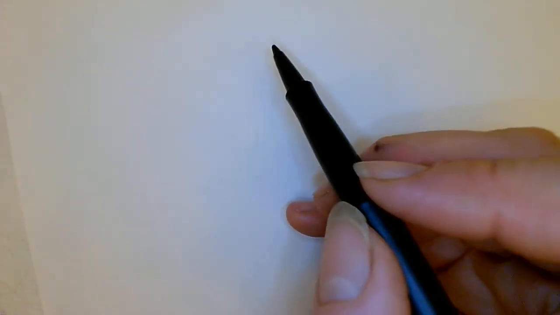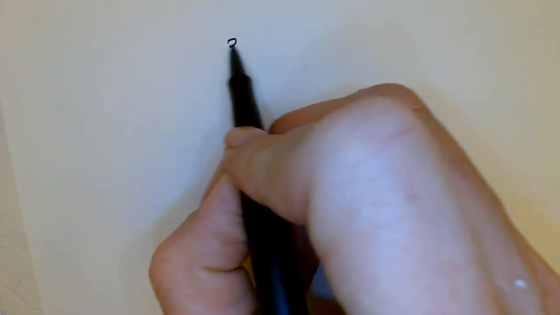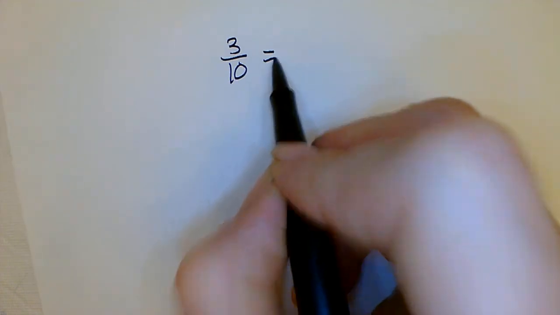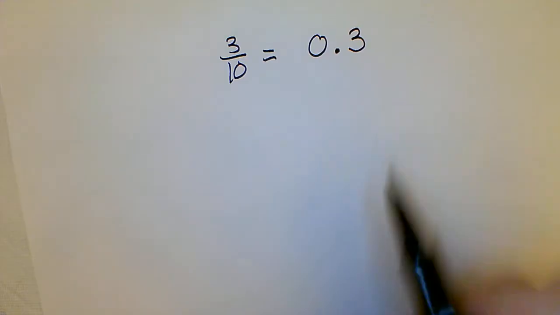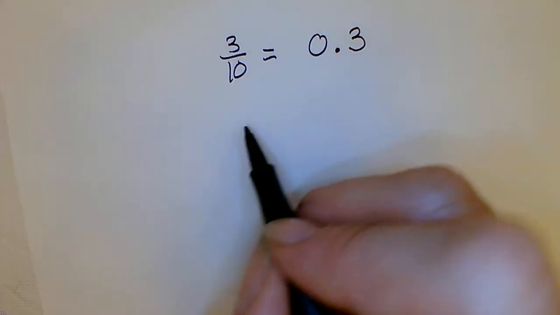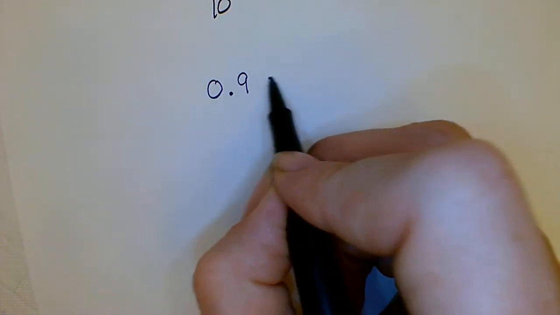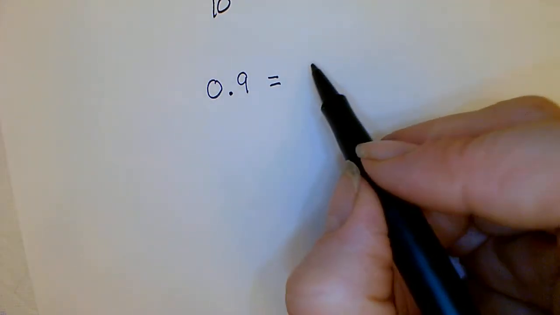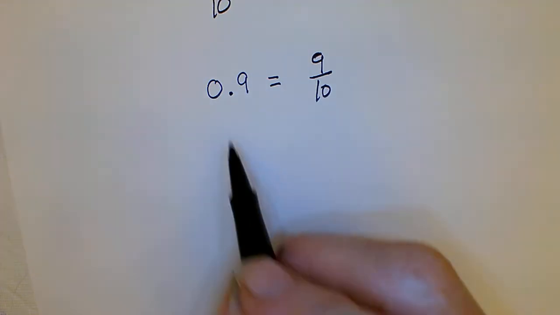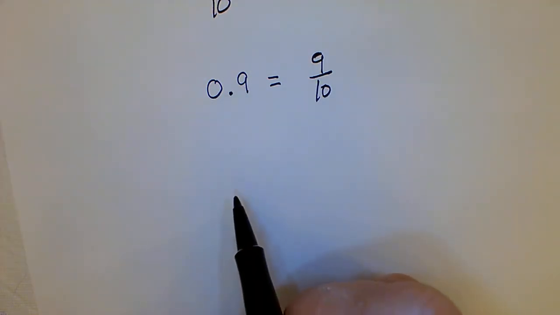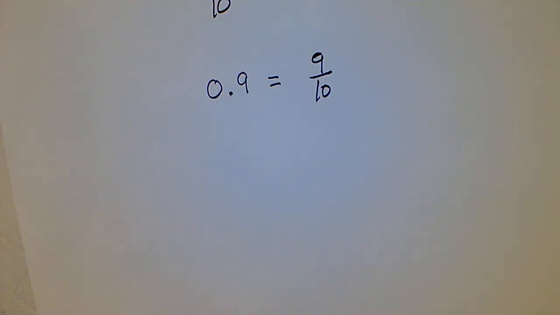So one more quick review, which is that if I wanted to show 3/10 as a decimal, I would write 0.3. And similarly, if I had the decimal 0.9, I could write that as 9/10, because that's how we would read this. This is 9/10.